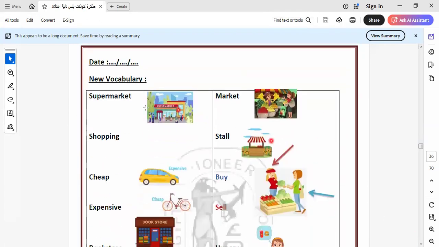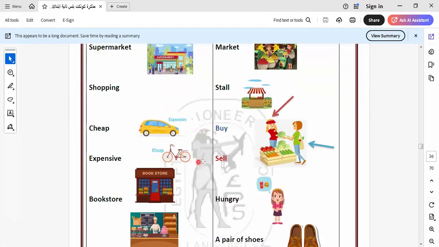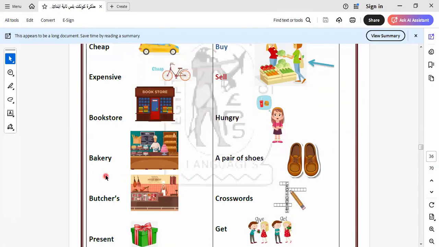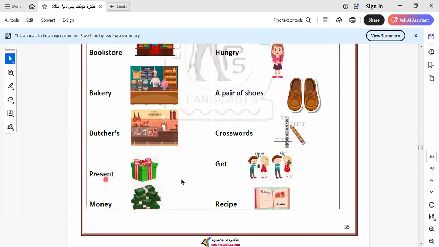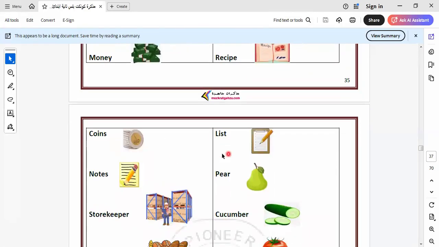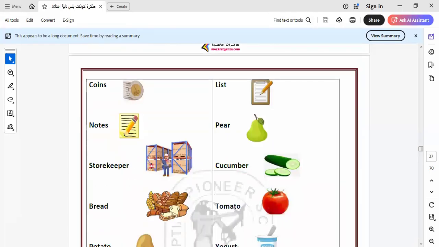Let's learn it together. We have here supermarket, market, shopping, stall, cheap, buy, expensive, sell, bookstore, hungry, bakery, a pair of shoes, butchers, crosswords, present, get, money, and receive. Here is coins, list, notes, peer, storekeeper.